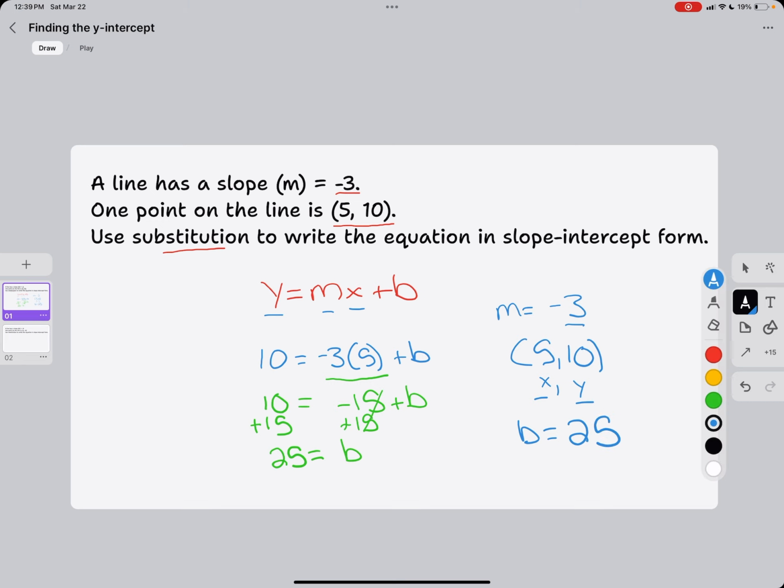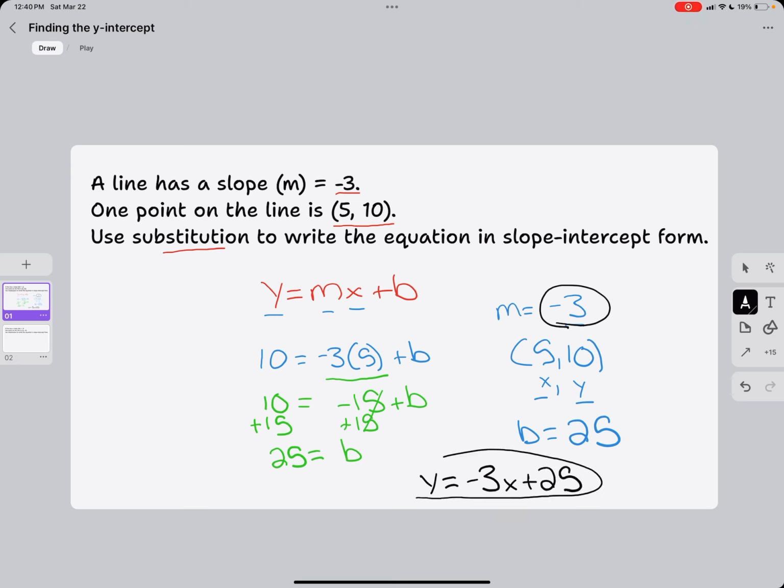Now our final step is just to write the equation in slope-intercept form. So we're going to say y equals m, which is given to us, which was -3, times x, and then plus the y-intercept b. But now we know it's 25, so we can write plus 25. And here is the equation of the line written in slope-intercept form.